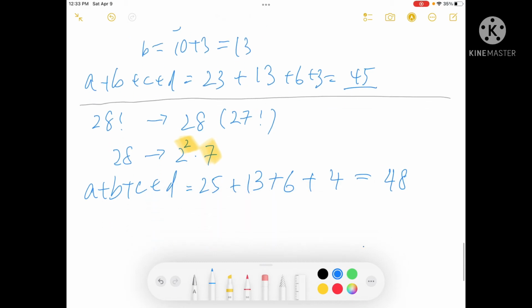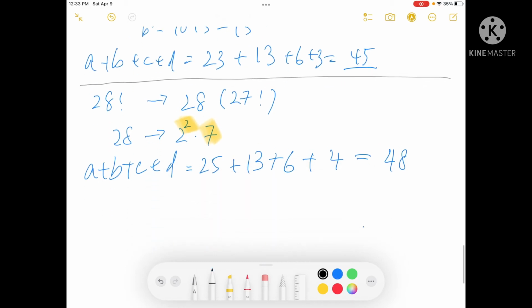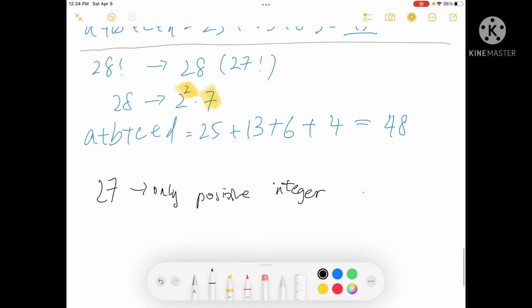So finally, we know that 27 is the only positive integer for which n factorial is equal to 2 to the a times 3 to the b times 5 to the c times 7 to the d times the other factors, and a plus b plus c plus d is 45.